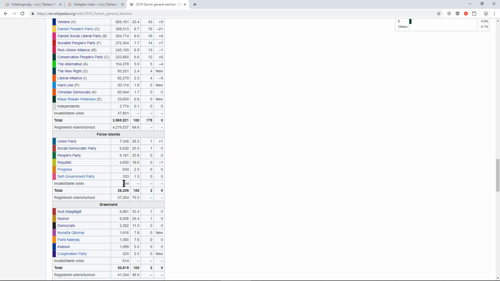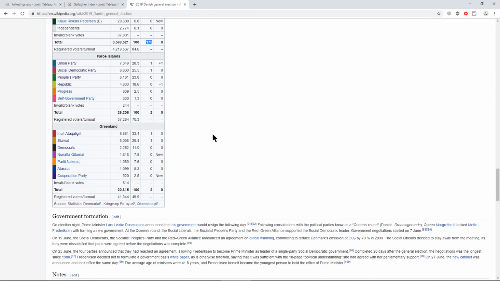And that's not many, because as you can see how many votes voted in the main Denmark and how many seats were given out. So they do have a lot of power. They also have a lot of power in other areas. And in Greenland, it's like 20,000 people voted. It's under 50% of people voted, and it got 2 seats in the parliament.